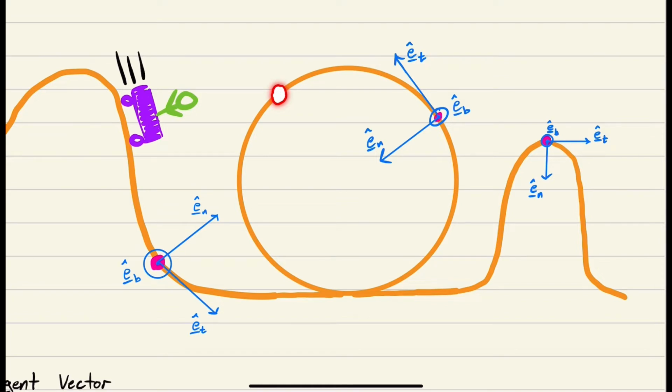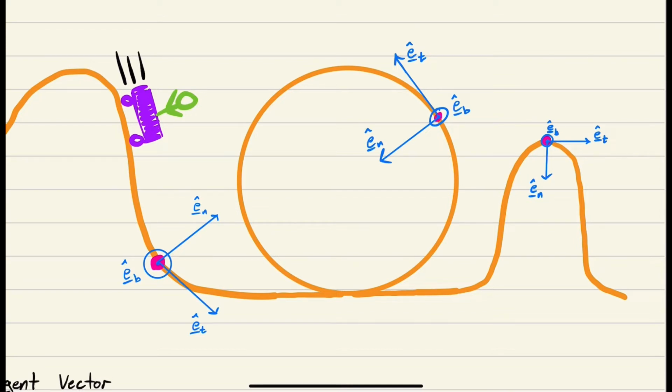He can either go tangent to the track this way, or he can go tangent to the track this way, right? He can't go this way, he can't go that way, he can't go anywhere other than the prescribed motion of the roller coaster track, right? So his velocity can only be tangent to the track, right? Because he can only go that way or this way, whichever direction, tangent to the track. That's it. That's the only motion he can have, tangent to the track.